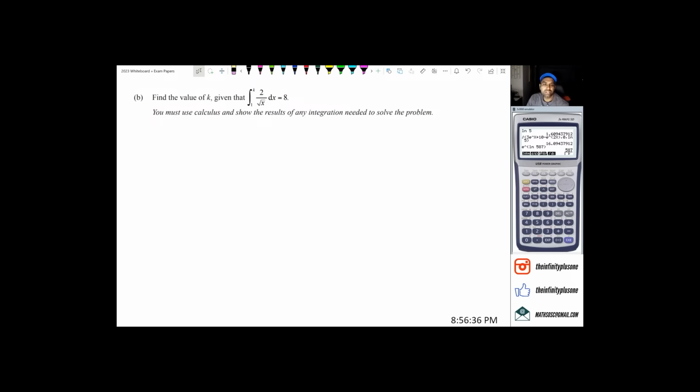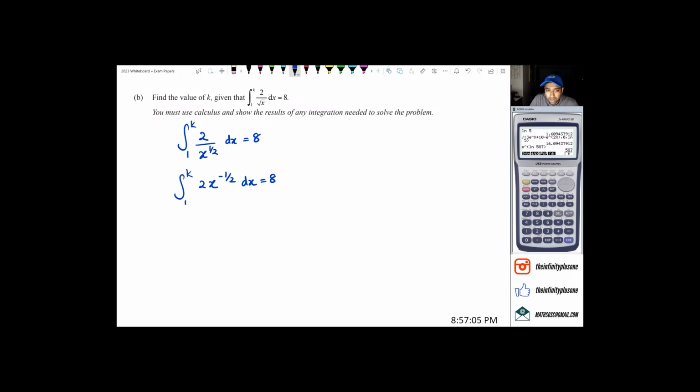With the next question, we've got find the value of k. It's 2 over root x. So what we've got is we're going to put this up here, k to 1. Instead of root x, we're going to get rid of that root and put it as x to the power of half, dx is equal to 8. And then we're going to bring the x to the power of half to the numerator. So we're going to get 2x to the power of negative half, dx is equal to 8.